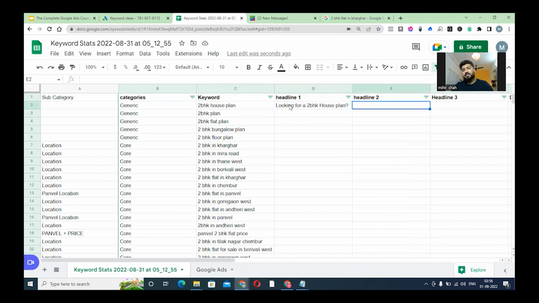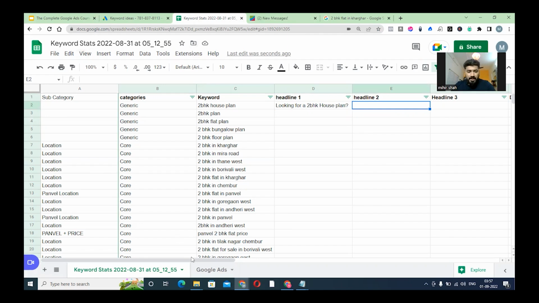My next headline. So now we've communicated to them that yes, you are looking for a house plan. We have a house plan for you. So there is a connection that is built. Now what we want to do is build some trust. In these cases where a random person is searching not exactly a 2 BHK but a plan, the best way is to talk about your strongest USP. You can also include social proof here.